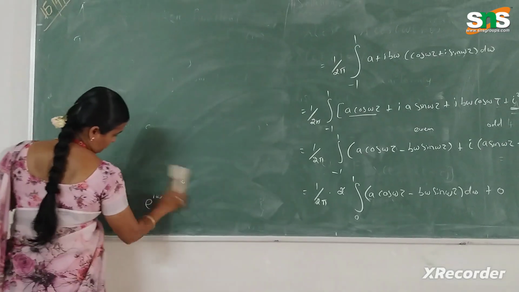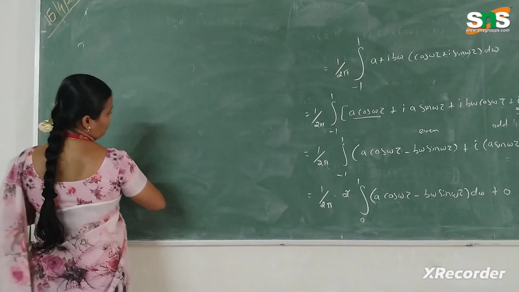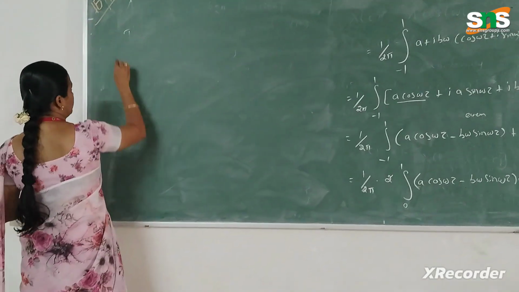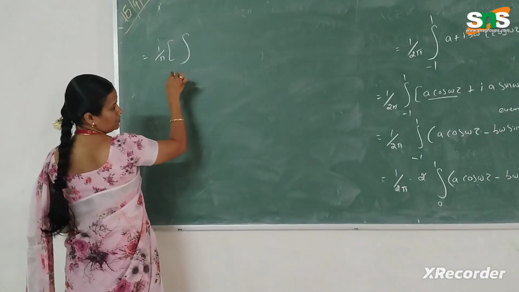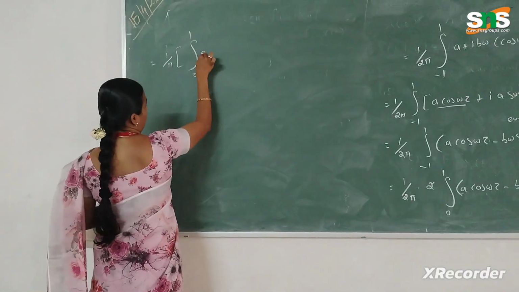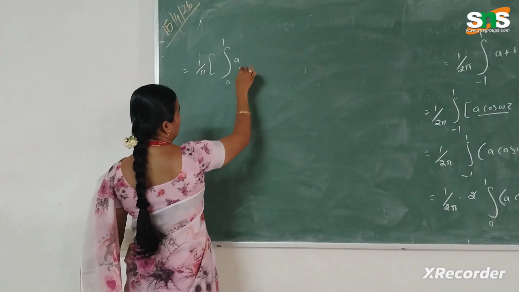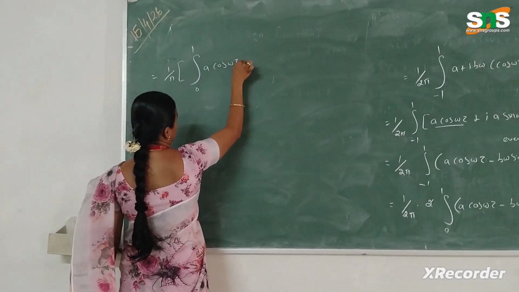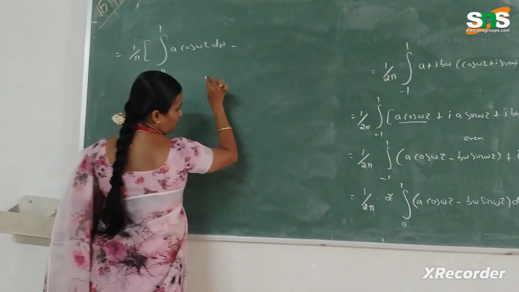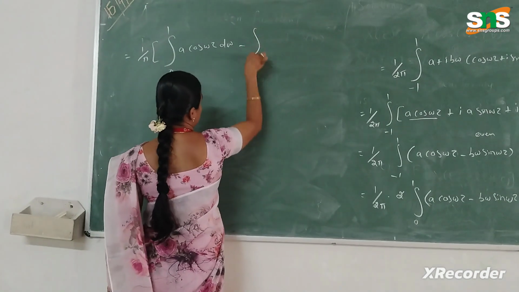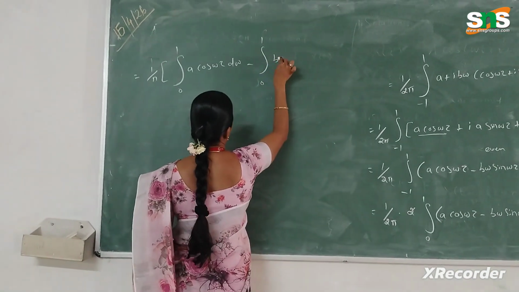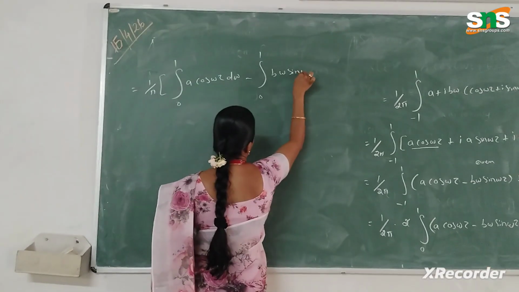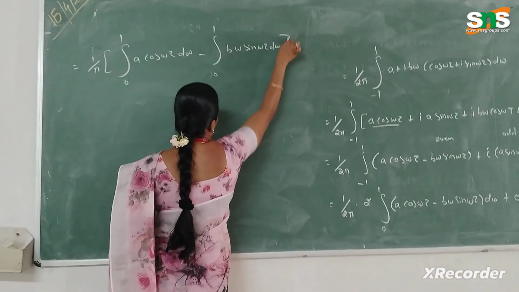So integrate this one. 1 by pi. The interval is 0 to 1: integral of a into cos omega tau d omega, and the second term, minus the integral from 0 to 1 of b omega sin omega tau d omega.